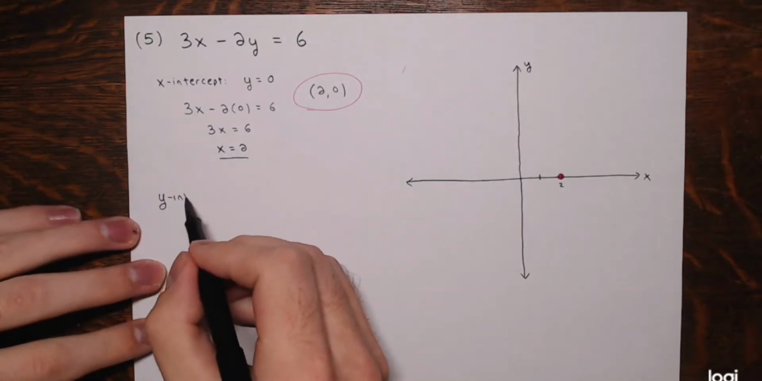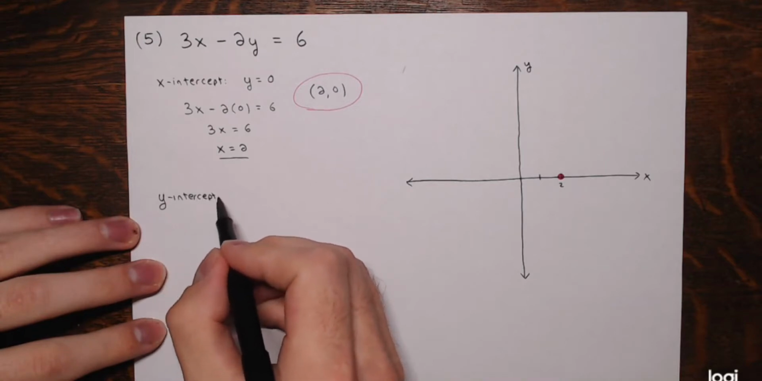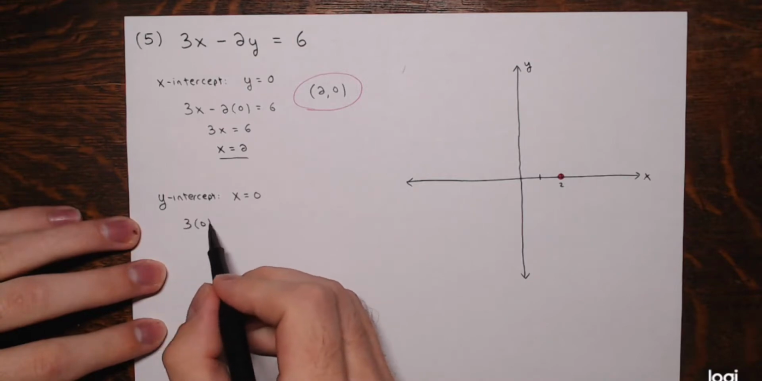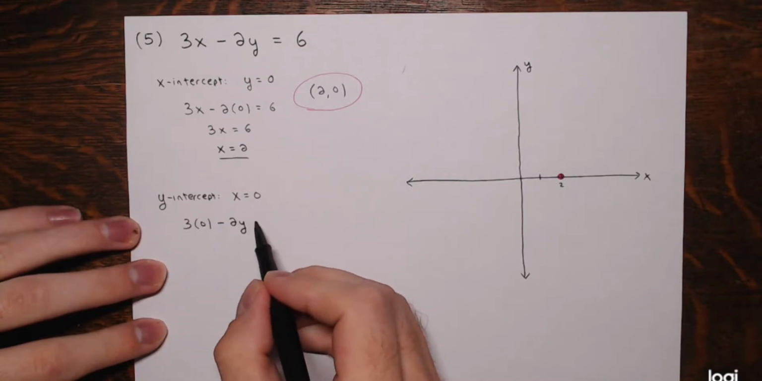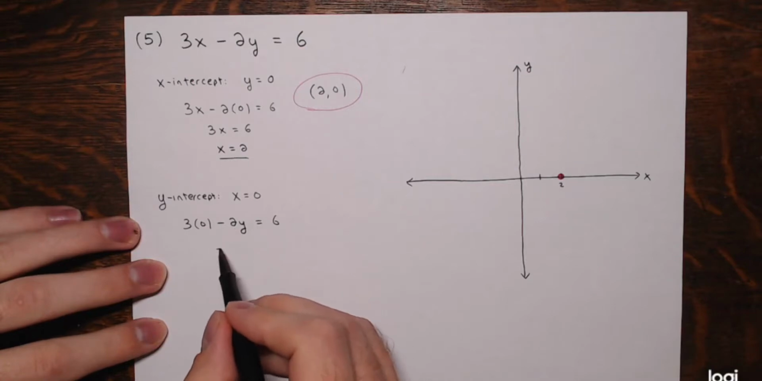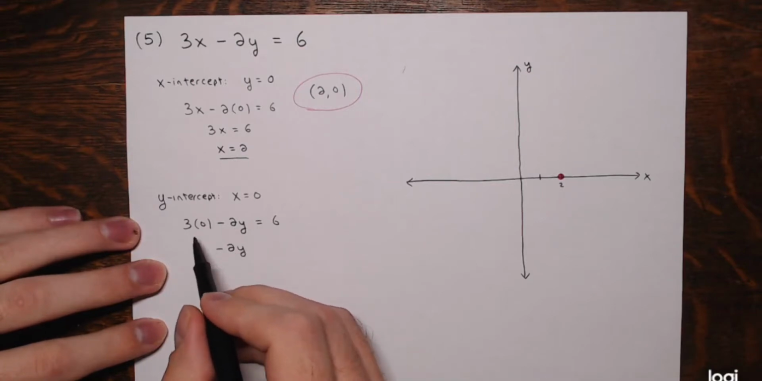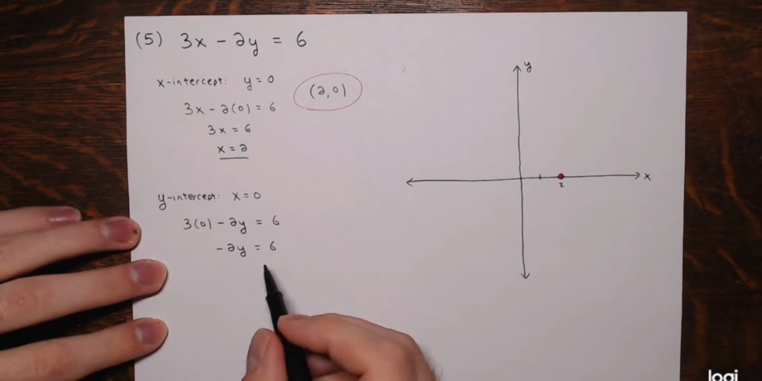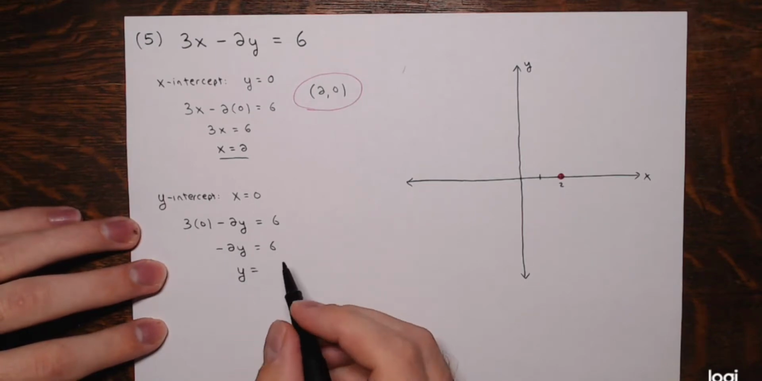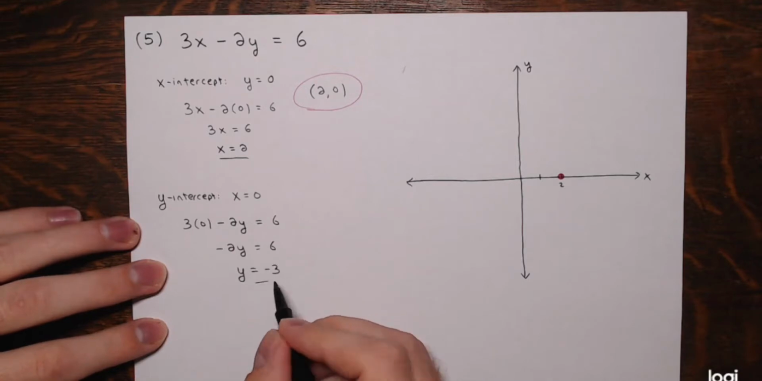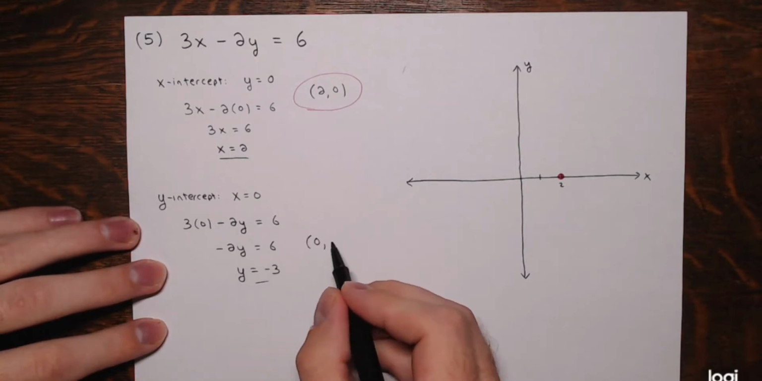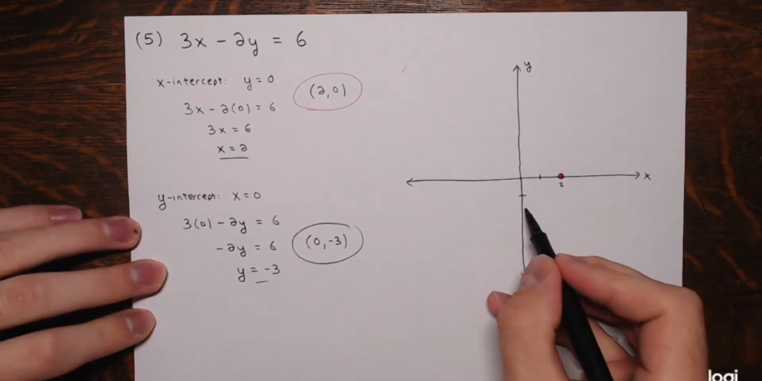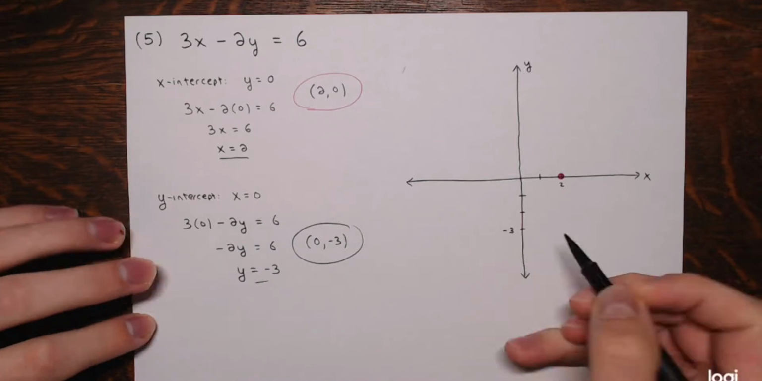Alright, then the y-intercept. Replace x with 0. So we have 3 times 0 minus 2 times y equals 6. The left side, you still have just the minus 2y, right, because 3 times 0 is 0, equals 6. And then I would divide both sides by negative 2, get y equals negative 3. Right? So 0 for x, negative 3 for y, right? There's the y-intercept. And here's negative 3 on the y-axis. Right?